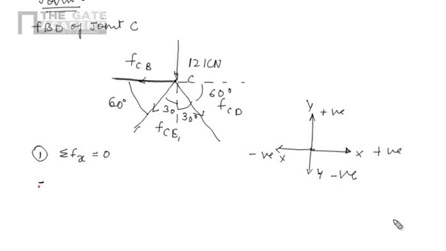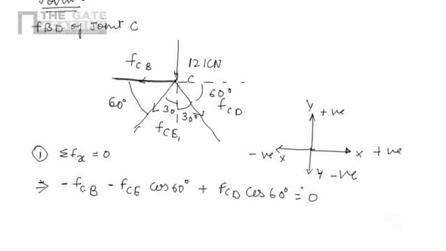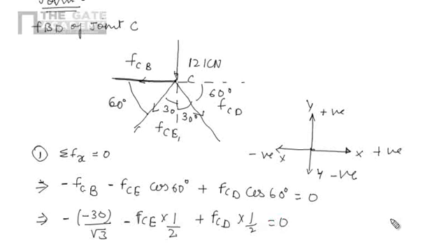So that is applying this equation: minus FCE cos 60, because it is in the negative direction, plus FCD cos 60 equals 0. So this will be the equation. Now just put the value of CB here: nothing but minus 30 by root 3, minus FCE cos 60, which is 1 by 2, plus FCD times 1 by 2, equals 0.